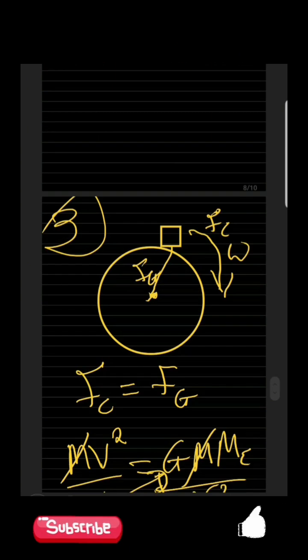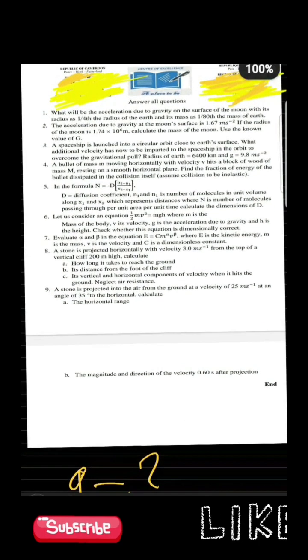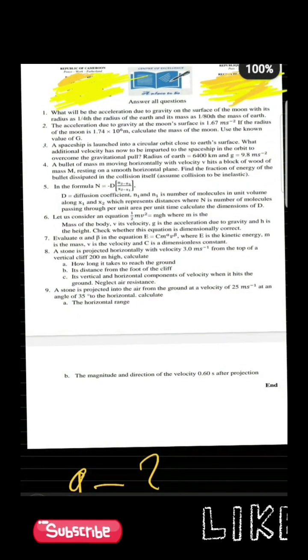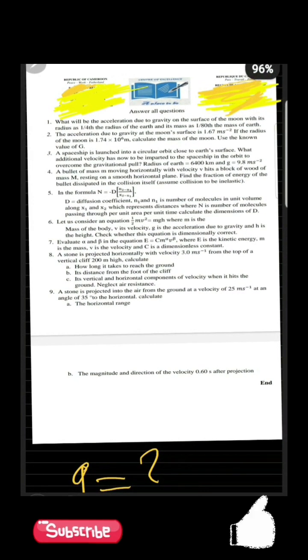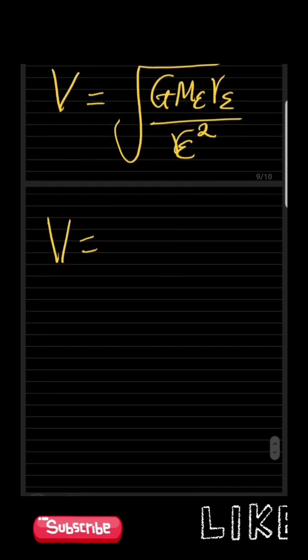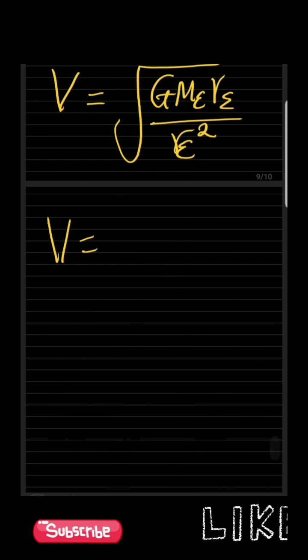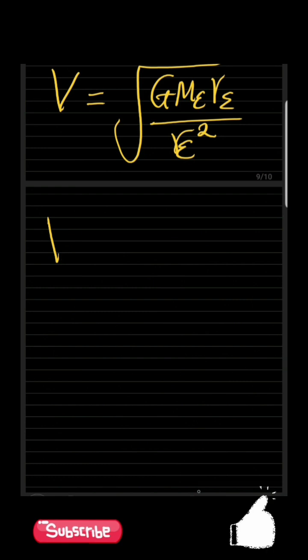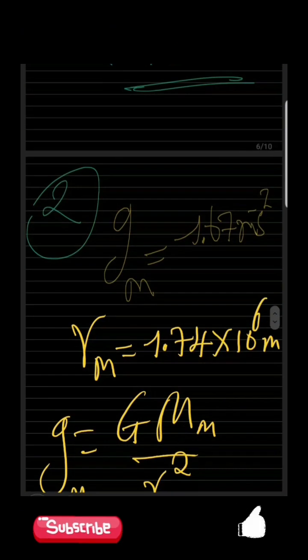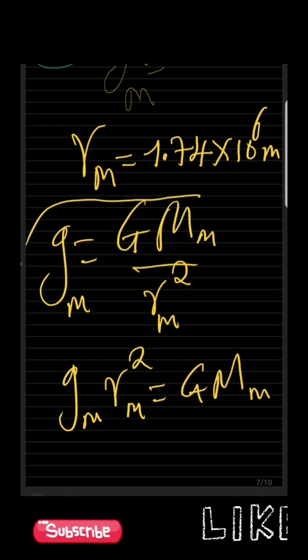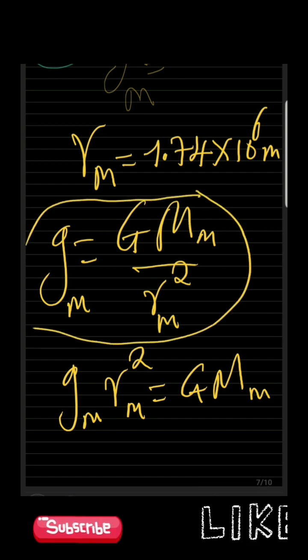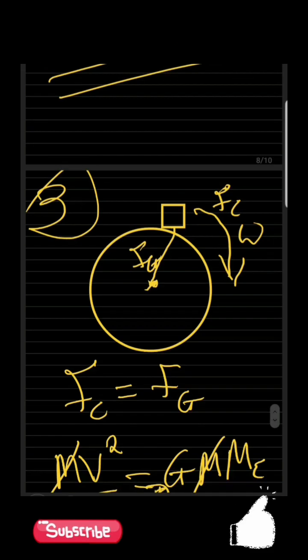What did they give us? They gave us the radius of the Earth to be 6,400 and g is 9.8 meters per square second. And there's something here, they didn't give us the mass of the Earth. I know the mass of the Earth, and if I substitute, I'll have it, but they're giving me the acceleration due to gravity. From what we derived earlier, we said that the acceleration due to gravity g is equal to GM over r squared. So I can go ahead and substitute that quantity as g.